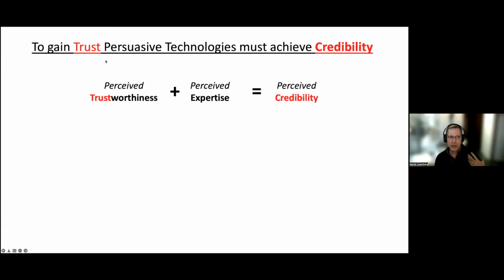To gain trust and be able to persuade people that you know what you're doing, you must achieve credibility. And credibility basically has a simple formula of perceived trustworthiness plus perceived expertise would equal perceived credibility, right? And so what do these things amount to? In the user experience world, perceived trustworthiness actually relates to the visual design quality, the usability, and of course, the technical accuracy.